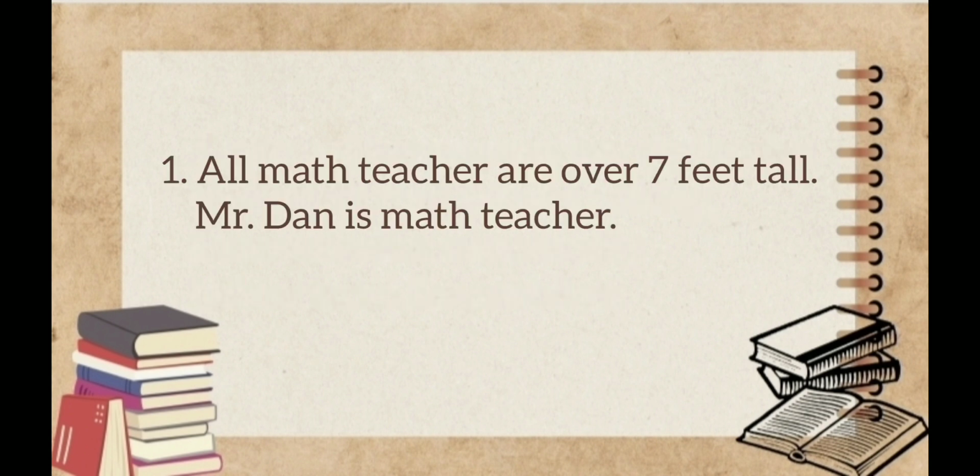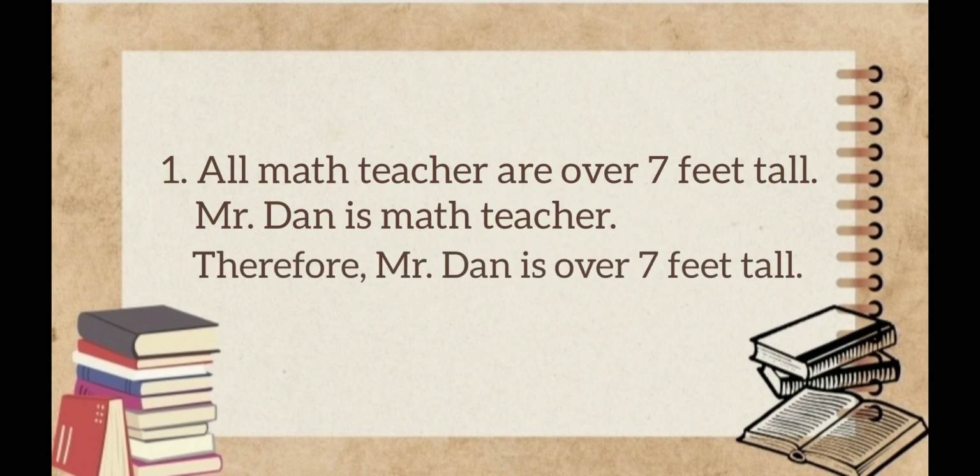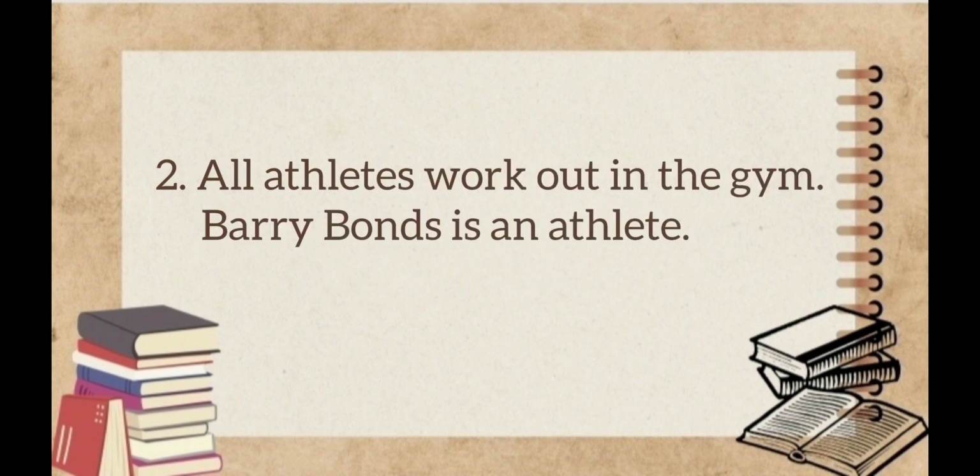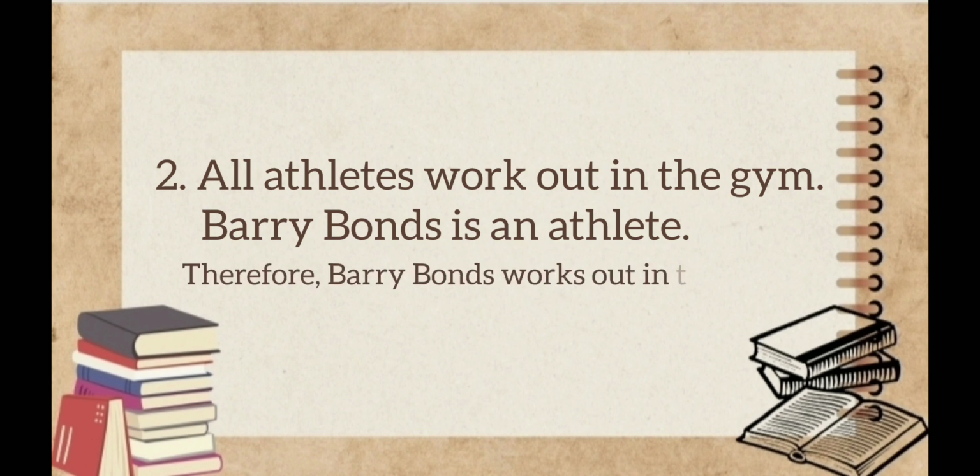Let's analyze the given statements about the invalid argument in deductive reasoning. Number 1. All math teachers are over 7 feet tall. Mr. Dunn is a math teacher. So what's the answer? Therefore, Mr. Dunn is over 7 feet tall. Here's the second statement. All athletes work out in the gym. Barry Bonds is an athlete. What is the answer? Therefore, Barry Bonds works out in the gym.